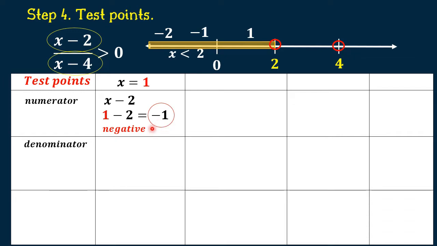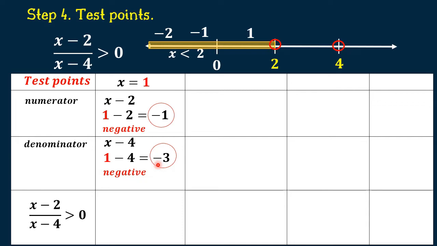Next, we have the denominator. We will try denominator x minus 4. So again, simply substitute the value of x to your x in the denominator. So it will become 1 minus 4, that will be equal to negative 3. So ang ating result here is still negative.